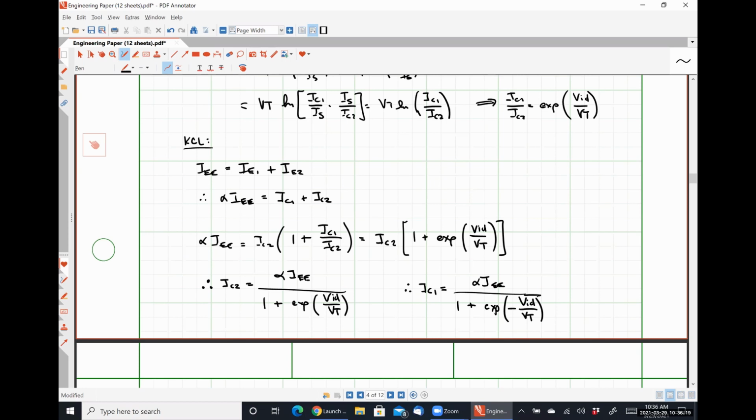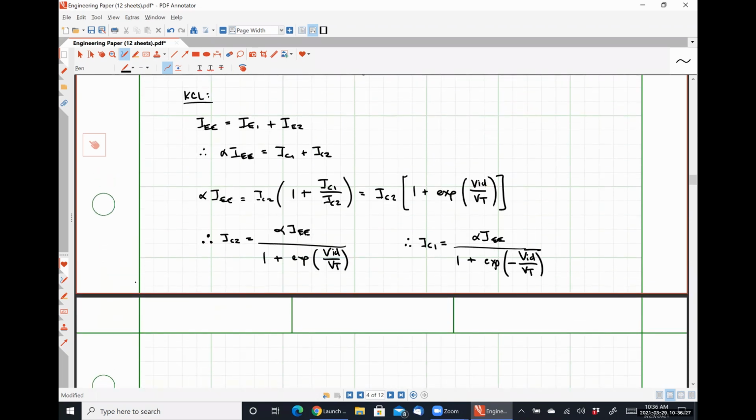We only have 10 minutes left, probably enough time. We can observe a couple of things from these equations, right? The first of which, if VID is 0, what do both of these go to? Alpha IEE over 2, right? Because e to the 0 is 1, so we have a common denominator of 2. So when VID is equal to 0, our currents exactly divide.